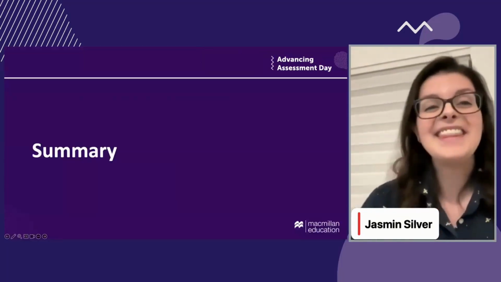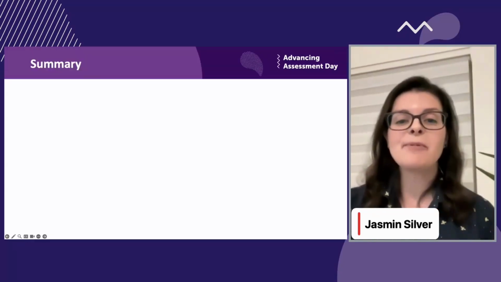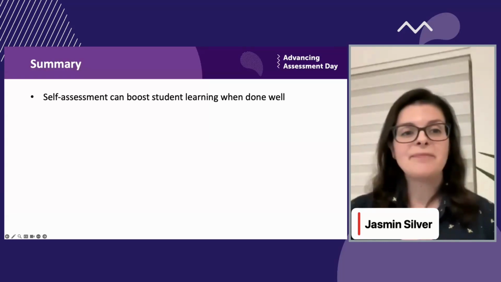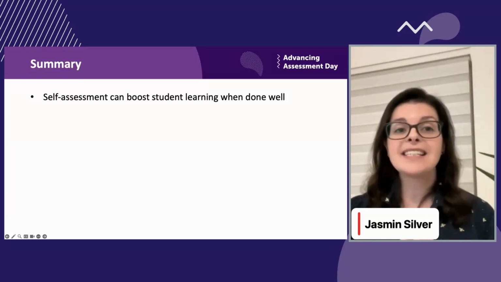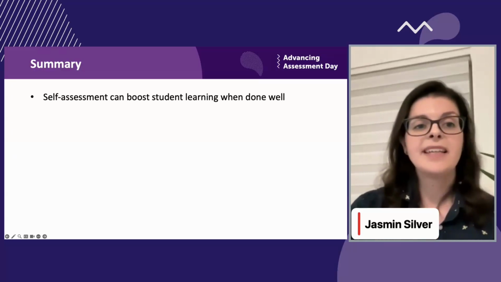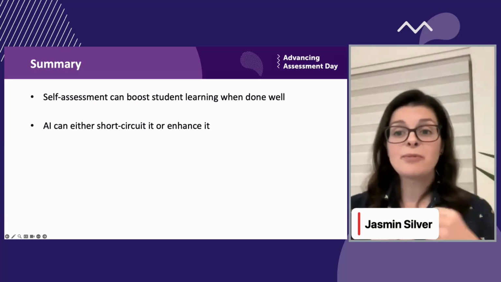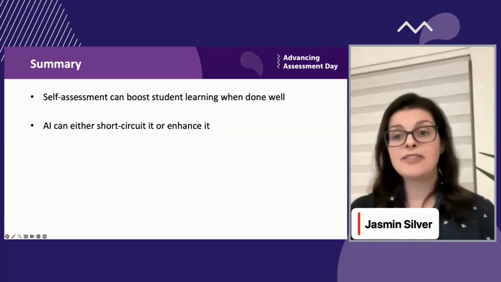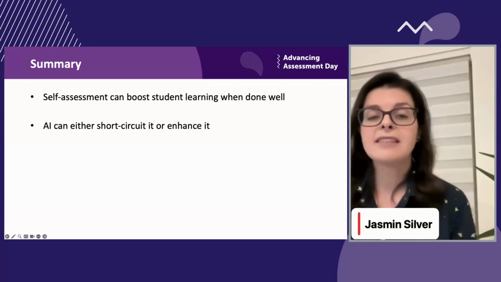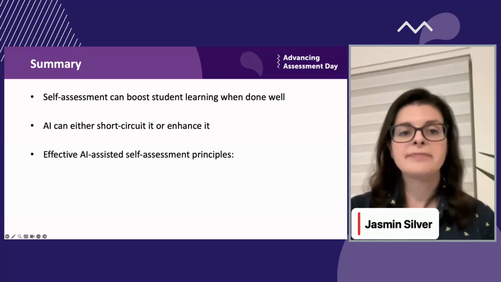So that means that we are coming to the end of this session. And I just want to wrap up by talking about what we have discussed today. So the first thing is that self-assessment can boost student learning when it is done well. And AI can either short-circuit this, so can probably completely take away the need for students to self-assess at all, which we do not want, or it can enhance our students' self-assessment. And that's obviously what we're aiming for.